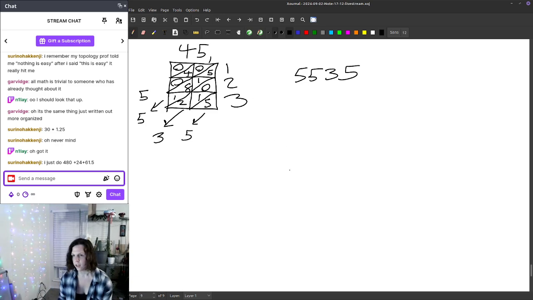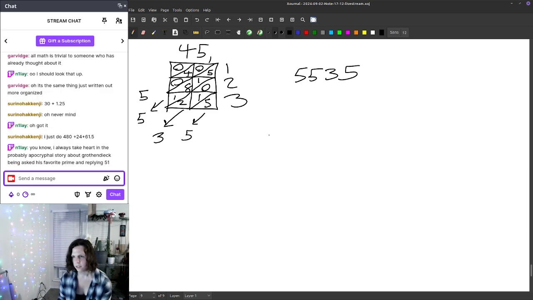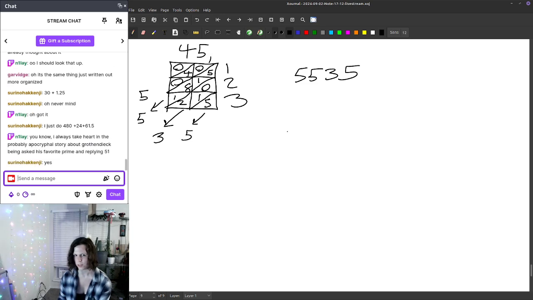Let's see. Yeah. I thought 57, isn't 57 the Grothendieck prime? I'm not sure, but I've been telling people it's 57. Oh, it's 57, okay. So, just pick a prime. People will pick 57, 51, those are pretty popular choices. 27 comes up every once in a while.